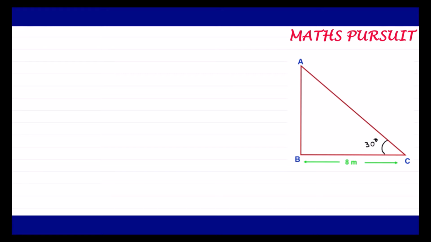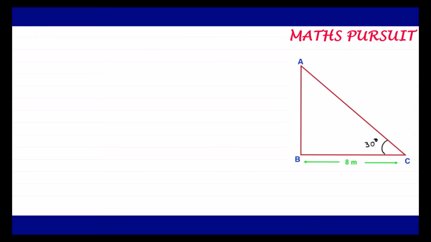Now let us quickly once again check the question. A tree breaks due to storm and the broken part bends so that the top of the tree touches the ground, making an angle 30° with it. The distance between the foot of the tree to the point where the top touches the ground is 8 meter. So this B point is the foot of the tree and C is the top that touches the ground. So this is 8 meter. That is what we have considered. Find the height of the tree. Now we are going to find out the height of this broken part of the tree, AB.